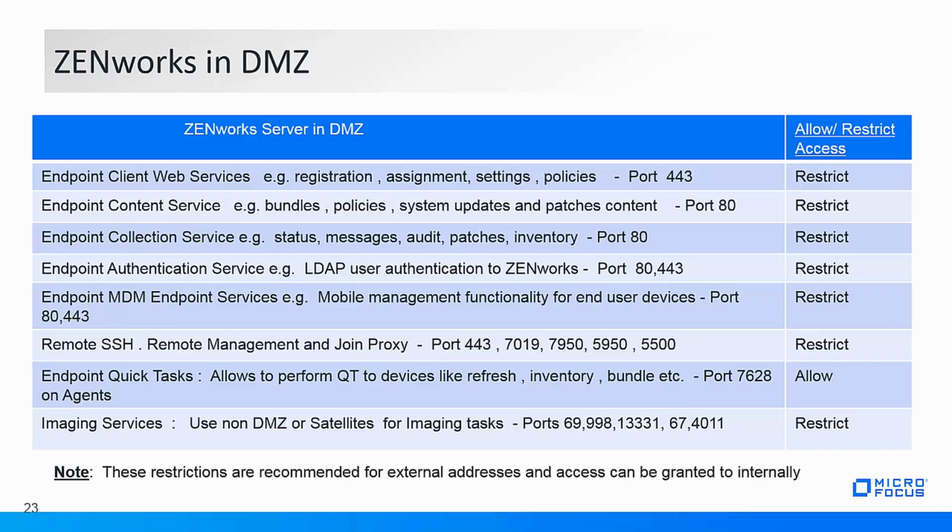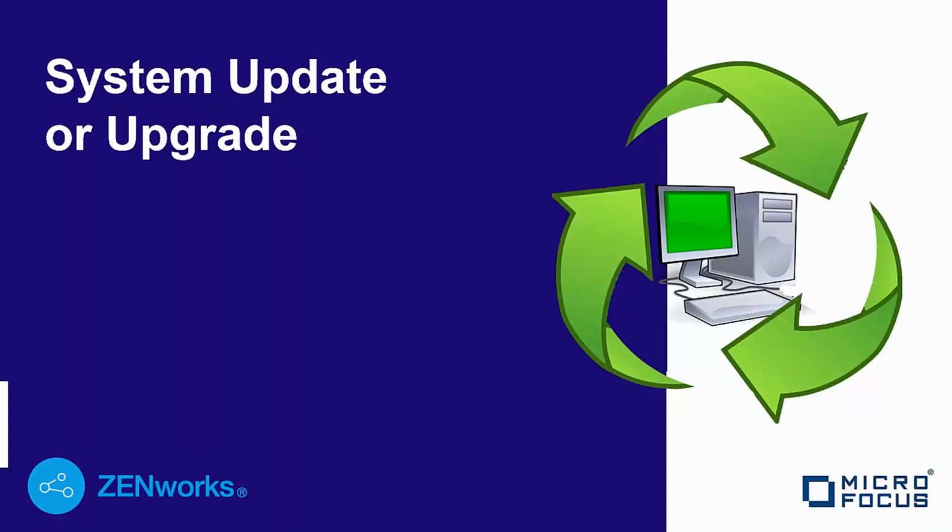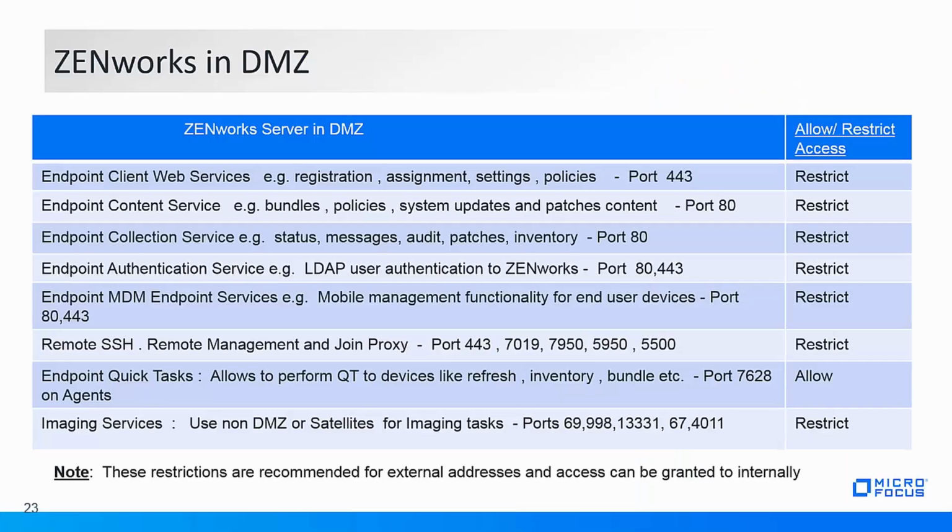These restrictions are recommended only for external addresses, and you can always grant access to your internal addresses so that you're not restricting everybody who is internal within your organization. We are also working on a document for DMZ that is being revised further. It's not yet public, but there's an internal draft that can be shared on request. If you are going to implement DMZ for ZENworks server, just reach out to us.